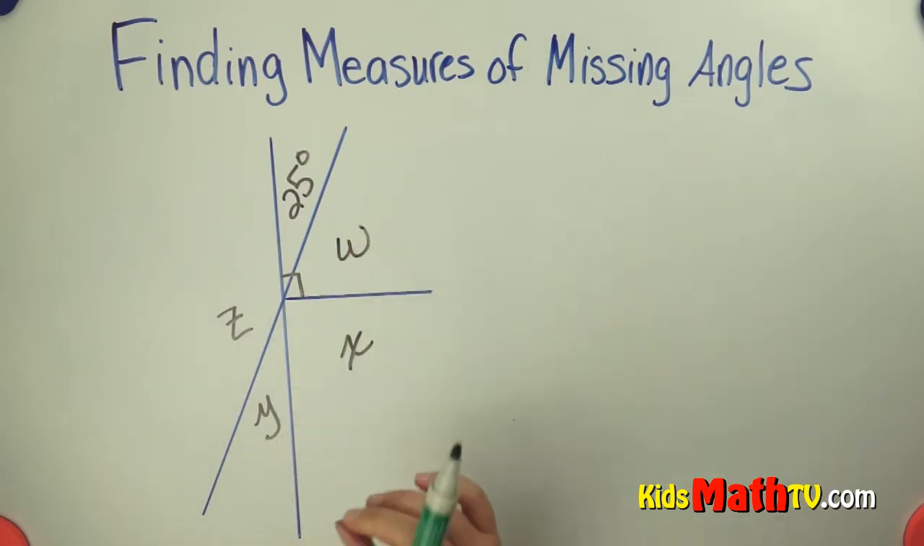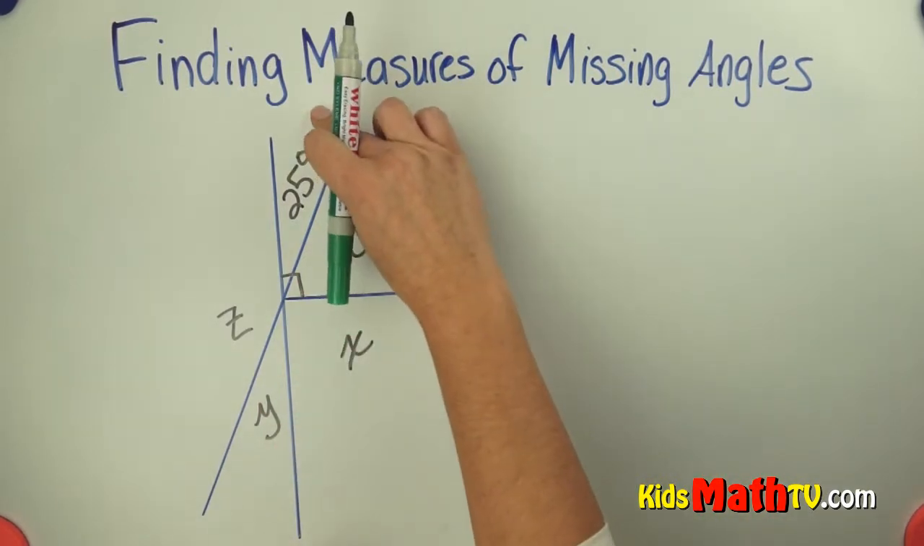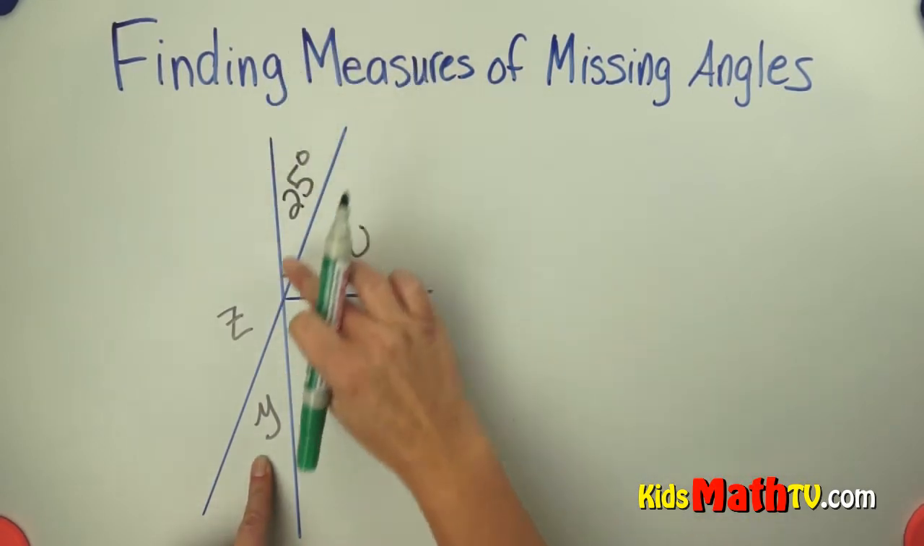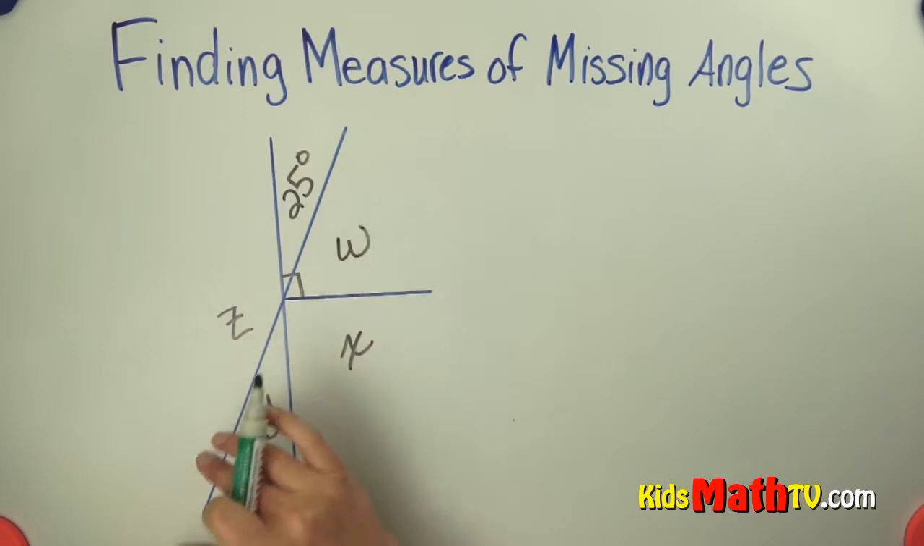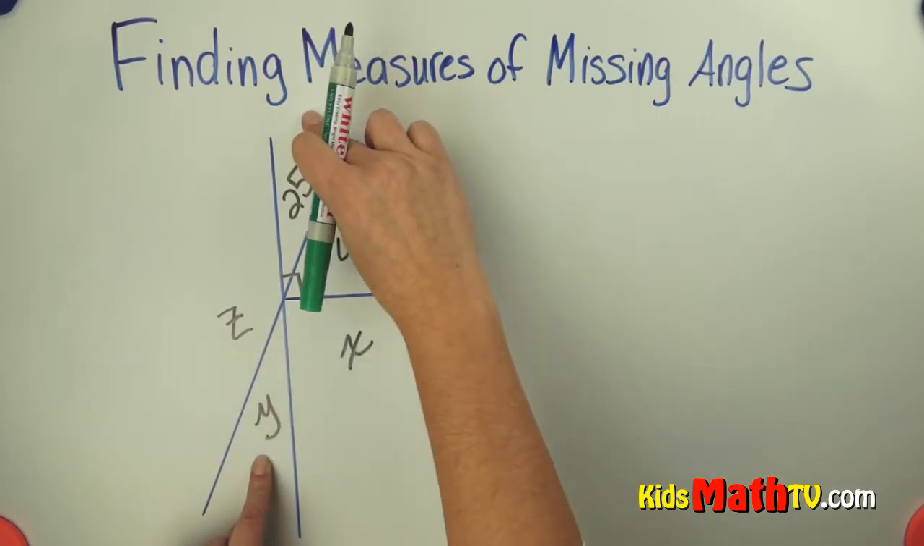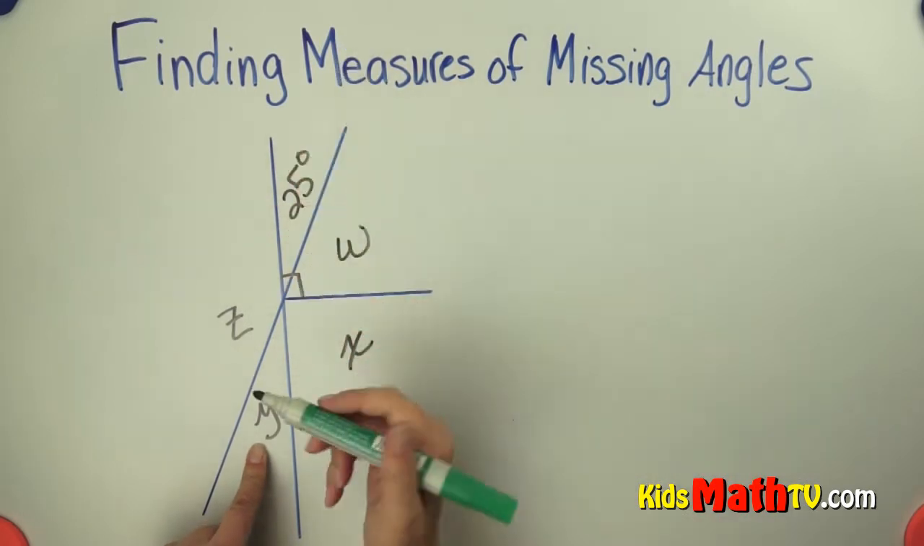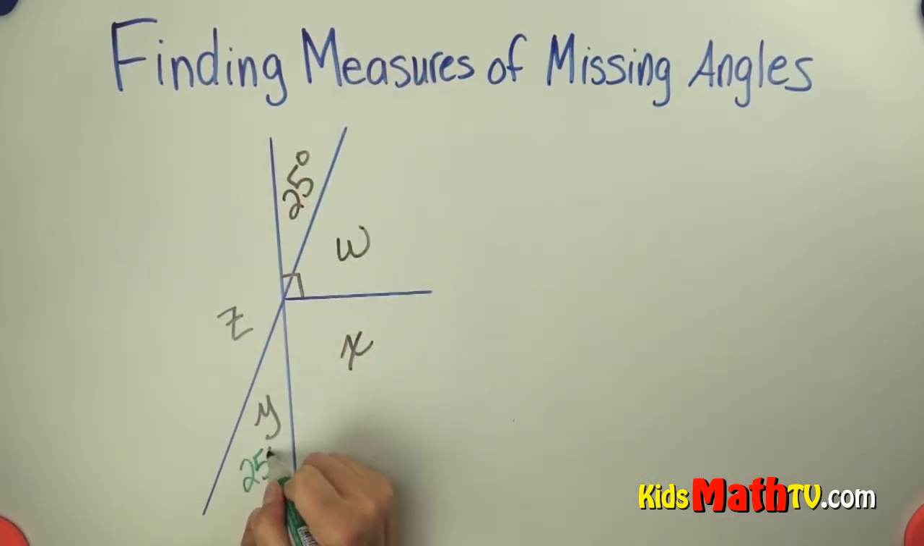Okay, so I'm going to start with what's easy. This angle is vertical to this angle. These two lines cross each other. They're straight lines that cross, and they create vertical angles that are congruent. So this angle and this angle are congruent. So y is 25 degrees. That's an easy one. Okay, so those two angles are congruent.